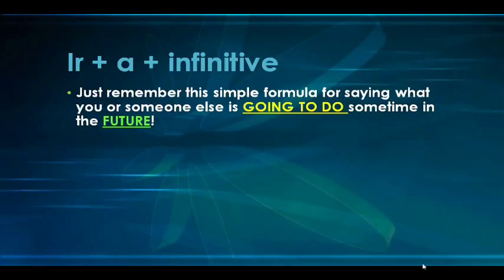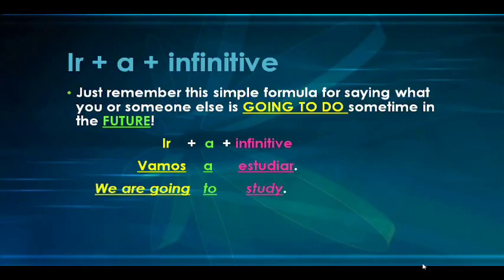So this formula is an easy way to say what is going to take place sometime in the future. One example would be, vamos a estudiar. We are going to study. So let's break down the 3 steps you use when wanting to say that someone's going to do something.